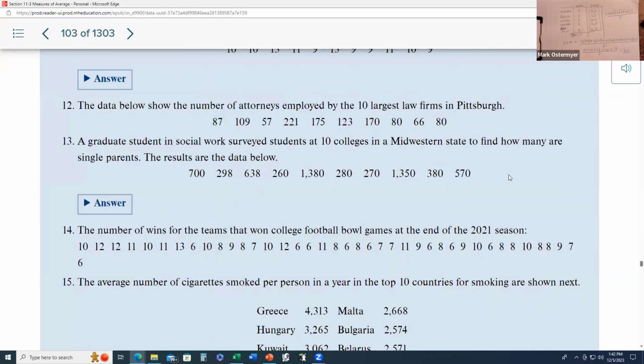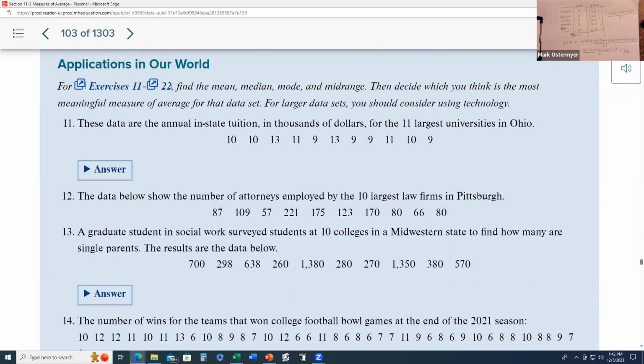All right, number 13. It says a graduate student in social work surveyed students at 10 colleges in a Midwestern state to find how many are single parents. The results of the data are below. They want us to compute the mean, median, mode, and the mid-range value. Then decide which you think is the most meaningful measure of the average for the data set.